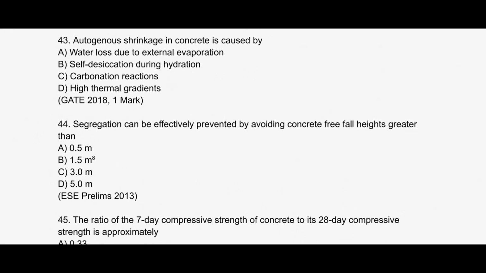43rd question. Autogenous shrinkage in concrete is caused by water loss due to external evaporation, option B self desiccation during hydration, option C carbonation reactions, and option D is high thermal gradients. So the answer is option B, that is self desiccation during the hydration. Because of that we get shrinkage. Shrinkage means decreasing the value.